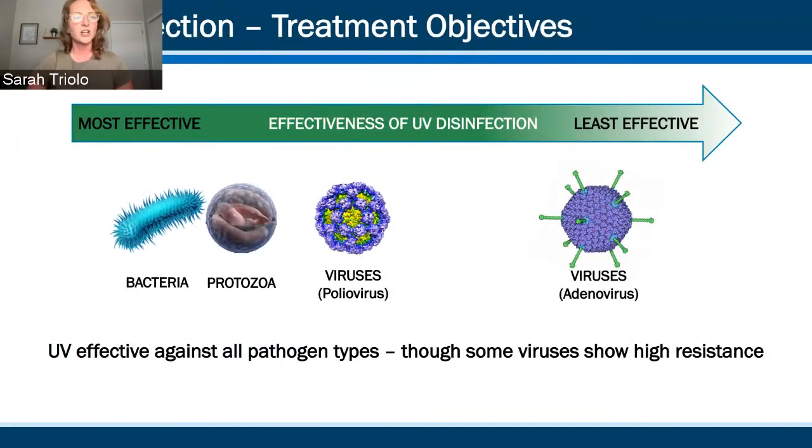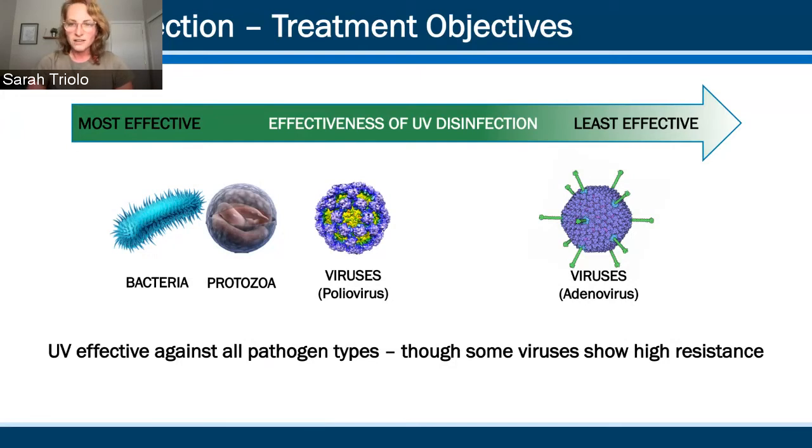So just to start out, talking about UV disinfection and how effective it is at inactivating different types of pathogens. So it is effective against all pathogen types, especially bacteria and protozoa. And then we have this issue of viruses where there's kind of varying effectiveness of disinfection for different types of viruses. So, for example, poliovirus is much more susceptible to UV disinfection than adenovirus.